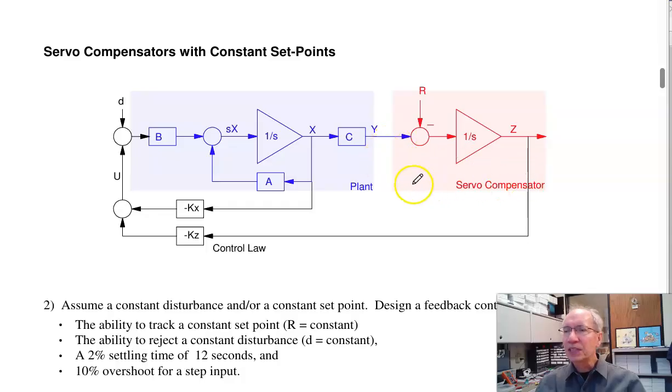That gives me a 5th state. I've got 4 states for the plant, 1 for the servo, gives you 5. I will find my 5 feedback gains. What the feedback gains do is they stabilize the closed loop system. When stable, if I have a constant set point, I know that all the states go to a constant. If z is a constant, then z dot is 0, meaning that y goes to r. That's in spite of a constant disturbance or a constant set point.